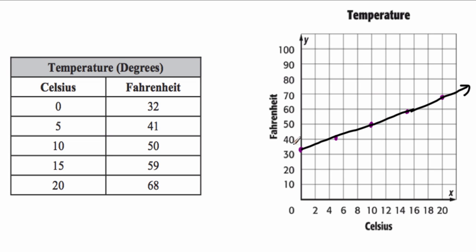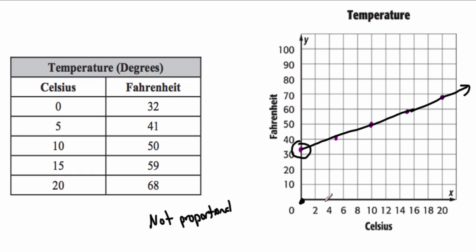But notice it goes through the point 0, 32. It doesn't go through our origin down here. So in this case, we would say this is not proportional. And we would say because it doesn't pass through the origin. That would be our explanation.